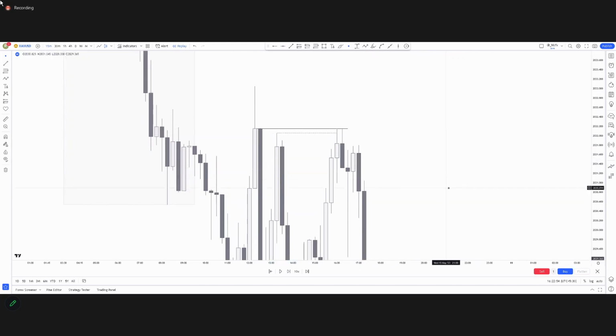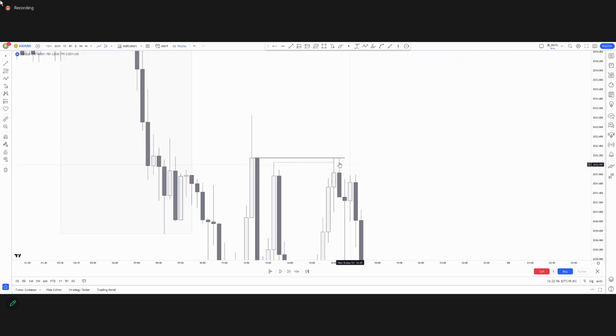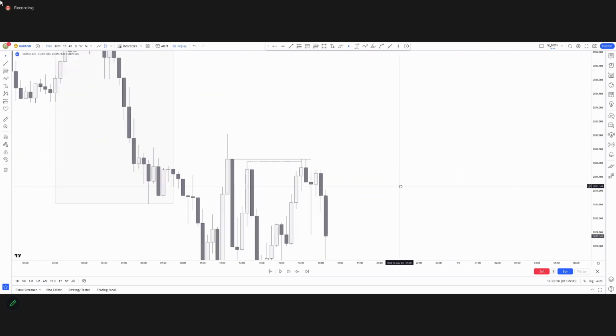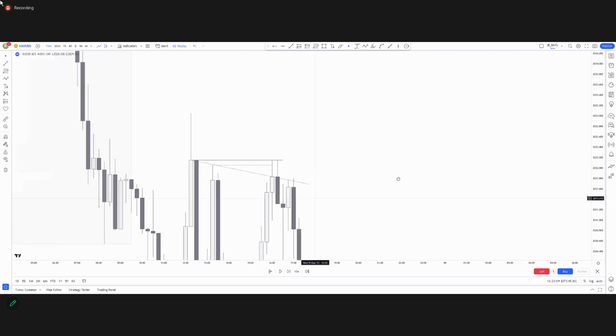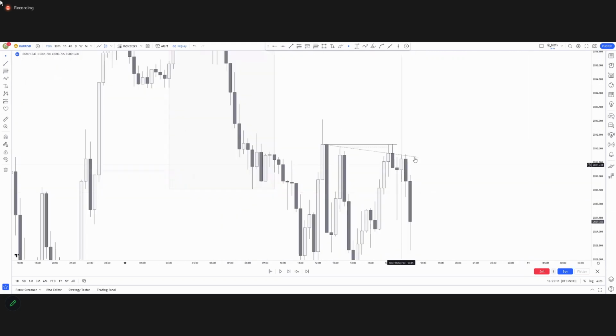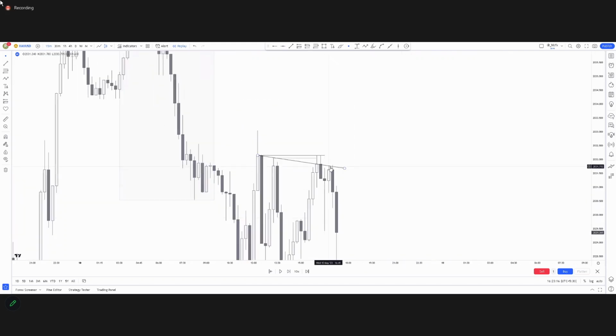Okay, so price tapped here. I couldn't take trades from here because there was no trend line support. There was no trend line to support my entry, so I didn't take the entry here. I took the entry here. Actually I believe I took the entry, but I don't remember. I need to check my Telegram. Okay, so this is the entry that I remember.